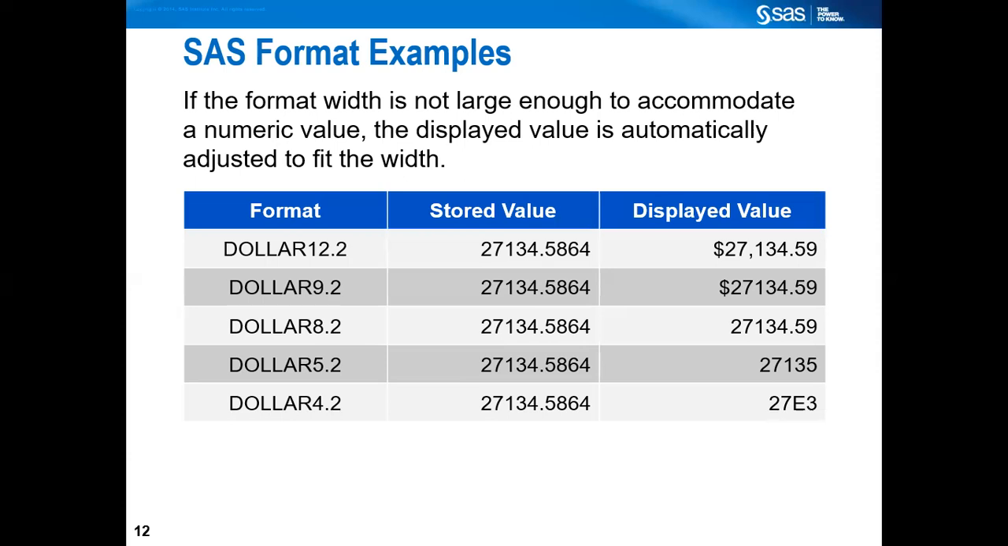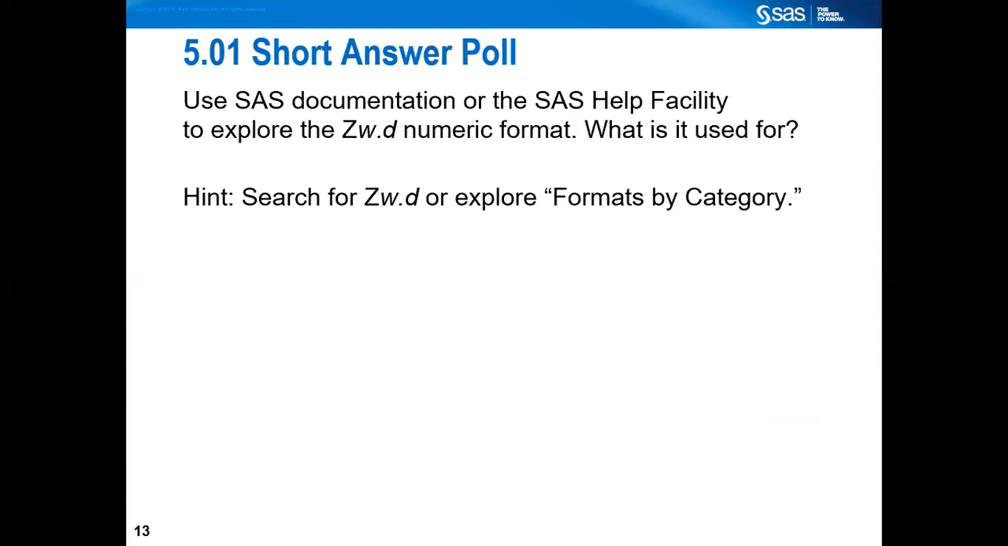All right. Now you all know how to read the help document. So open support.sas.com, go into your help facility for your programming environment and search for format Zw.d and tell what this Zw.d does on your numeric values. Go and explore it on your help facility.